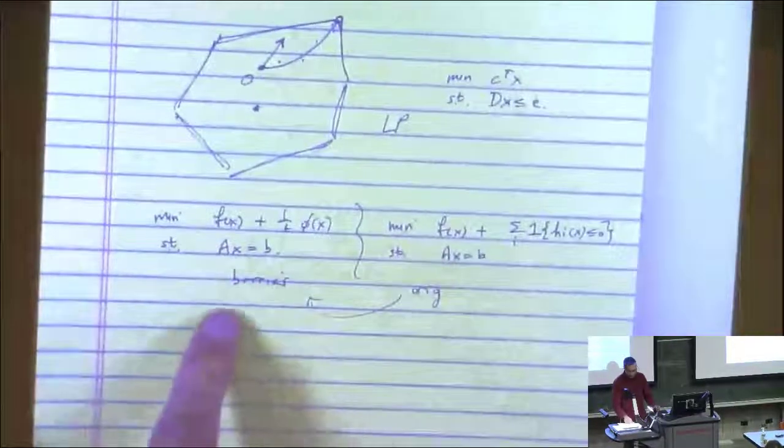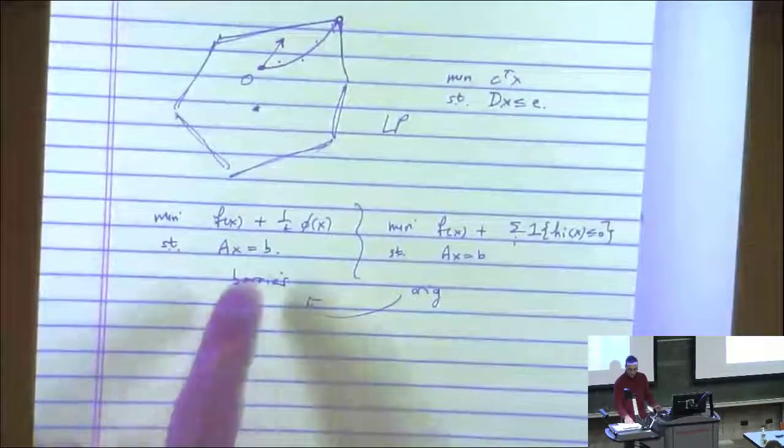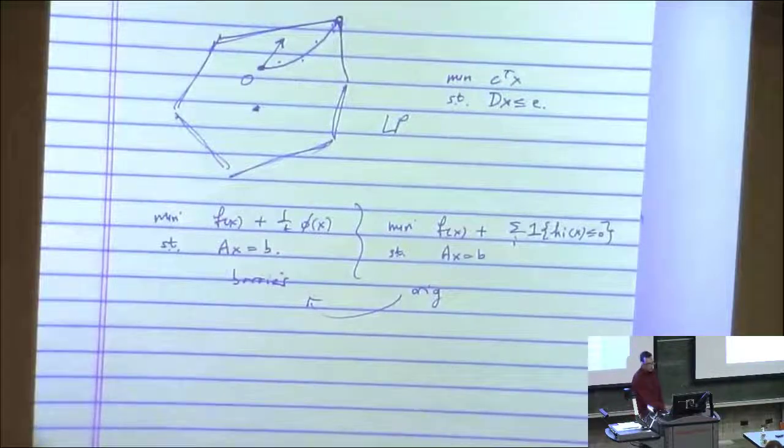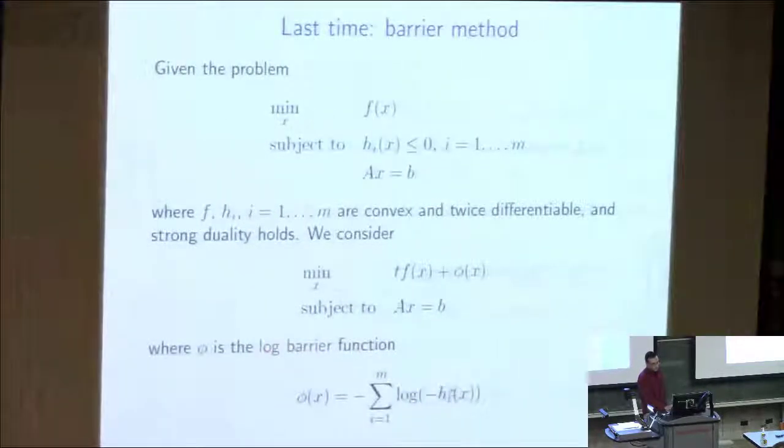Okay? And the barrier method basically solved this problem over a sequence of values t, which is equivalent to just putting the t in front of the f. Specifically, the log barrier function is minus the sum of log of minus hi.